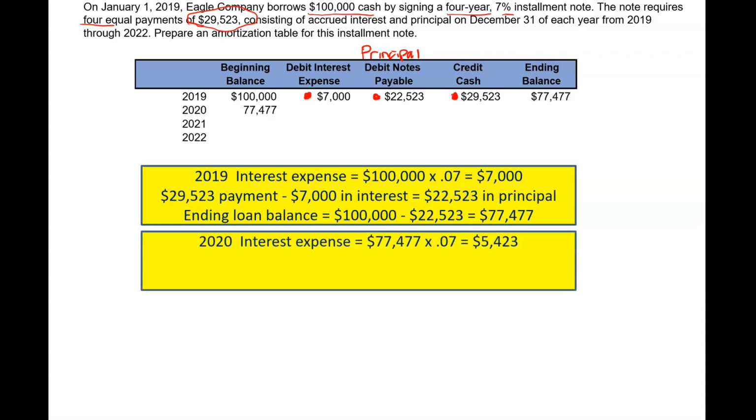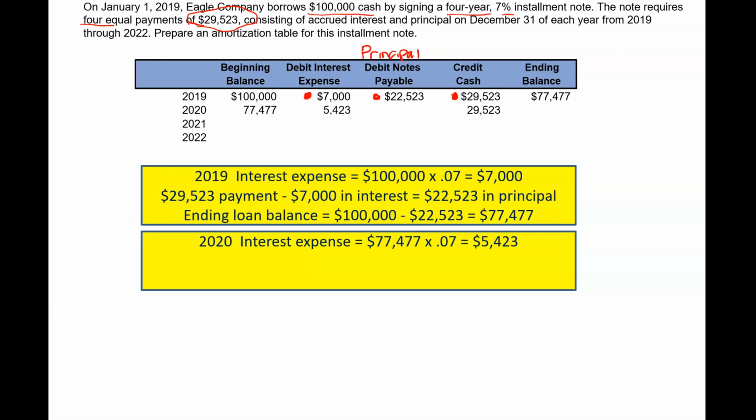Okay, now for your interest for year 2, the interest is not going to be the same because you're going to calculate your interest on the amount that you owe. We don't owe the full $100,000, so our interest is not $7,000 anymore. Our interest is going to be 7% of the balance that we owe. 7% of $77,477 is $54.23.